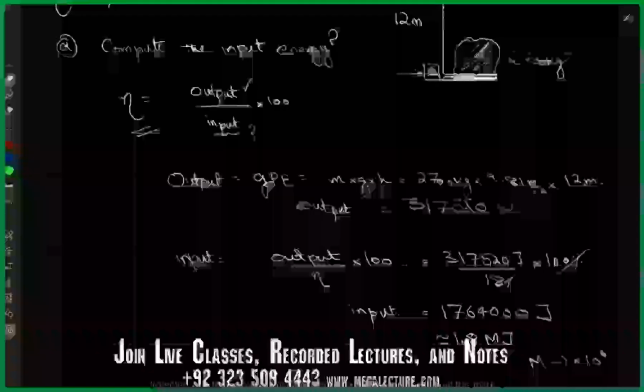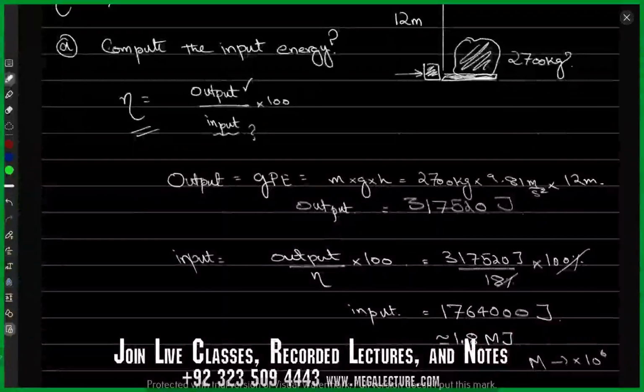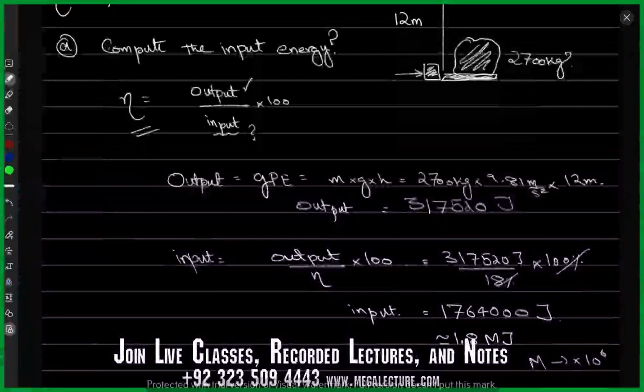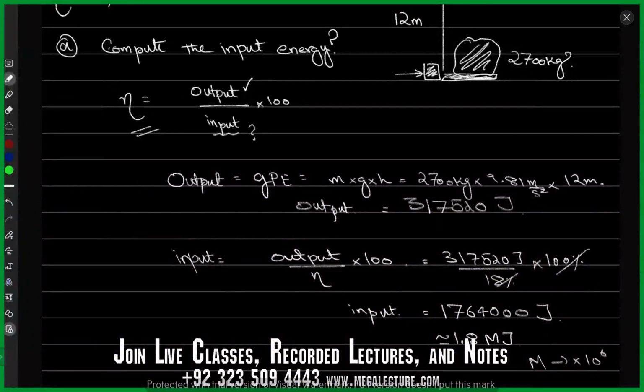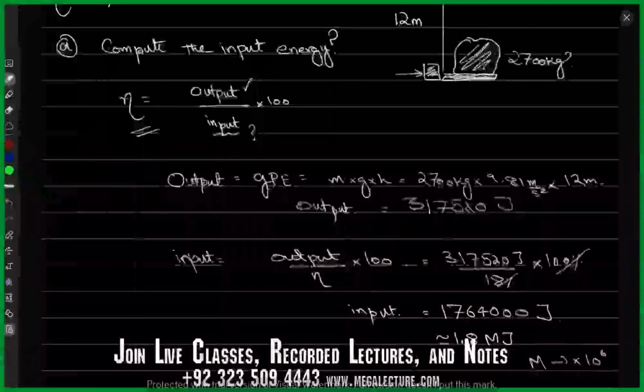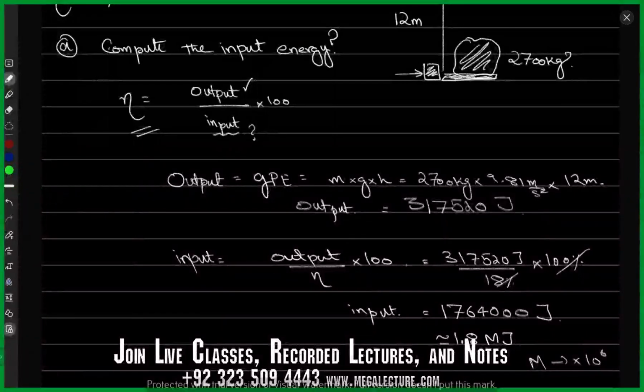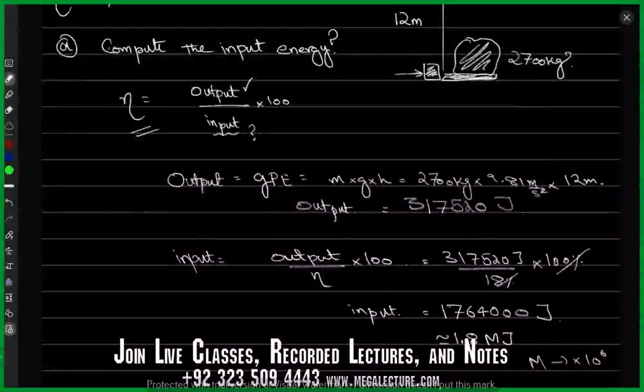So look at this number, 1764000 joules of energy I gave to this motor by giving it some petrol, and only 317520 of that was useful in raising it to the height that I want. So the motor is very inefficient in this case. The 18% efficiency is very small. You should have used some other type of motor. Maybe there is some problem in the motor that it's eating a lot of petrol. There could be any fault, or the motor is just very inefficient for this kind of work. Use some other motor.